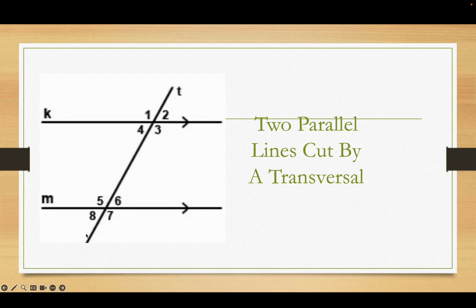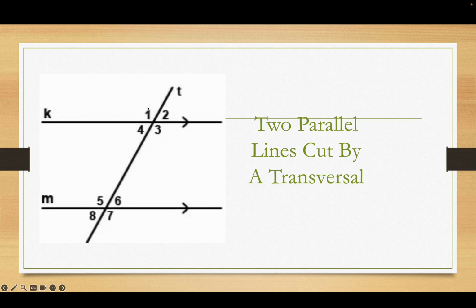The transversal is T. And there's a whole bunch of angles here labeled 1, 2, 3, 4, 5, 6, 7, and 8. So notice that 1 and 3 are diagonally across from each other, right? They're vertical angles. So angle 1 and 3 have to equal each other. Likewise, 2 and 4 are across from each other. Those are also vertical angles. So they have to equal each other. So the first set of relationships established here is that 1 equals 3, 2 equals 4.